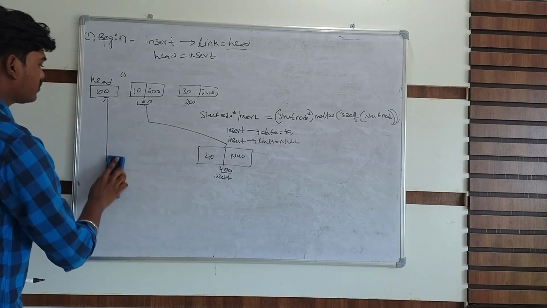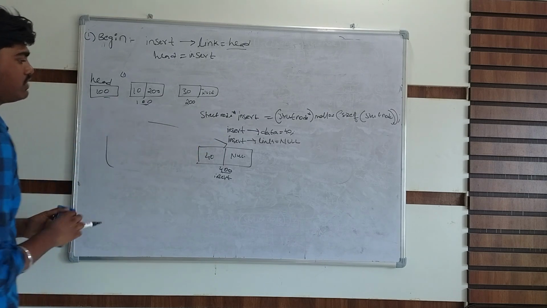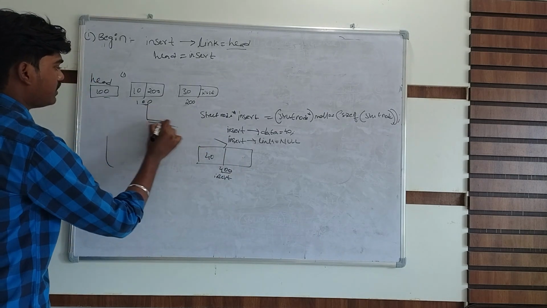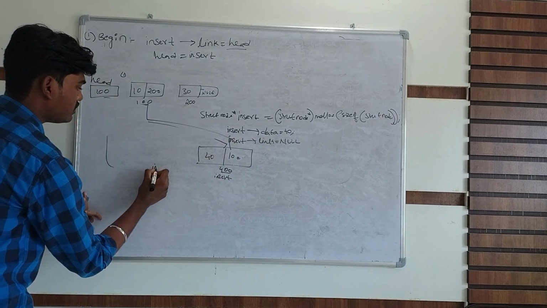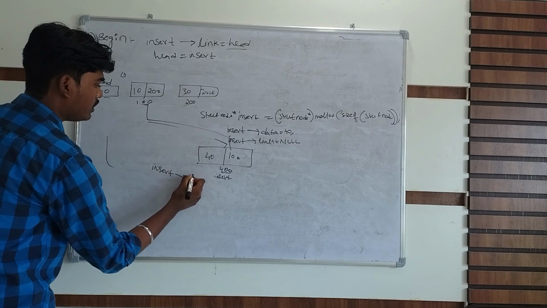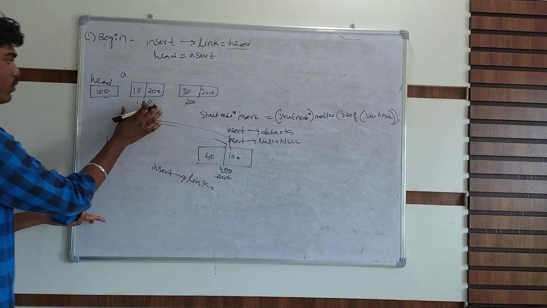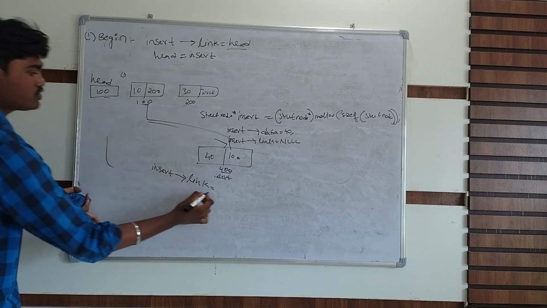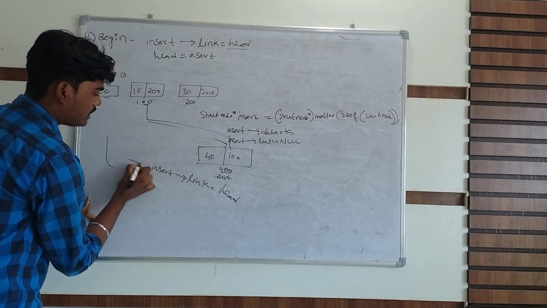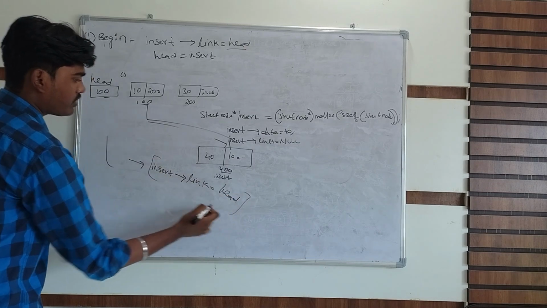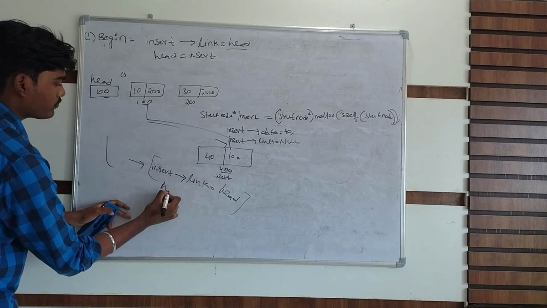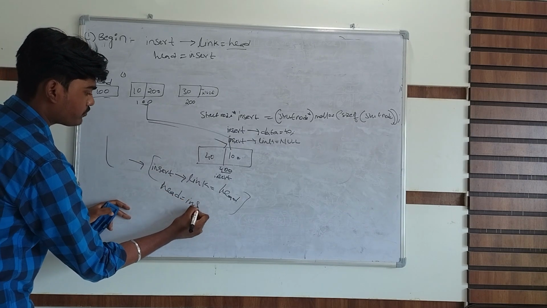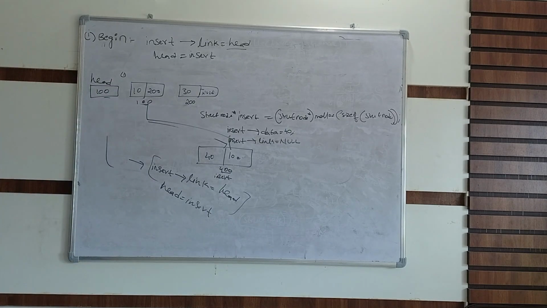So first we have to link this 100. How can we link it? Insert link to this 100, which was present in head. So insert link is 100. After that we have to update head to insert. So head equal to insert. Like that we can insert the node at the beginning.